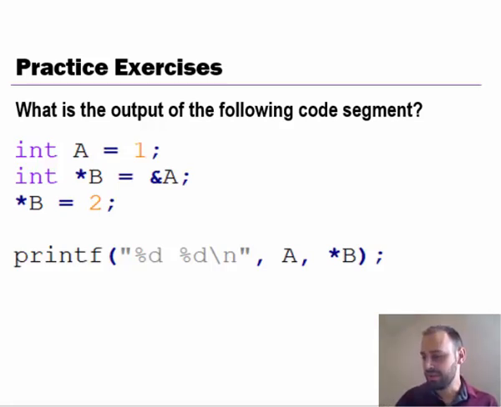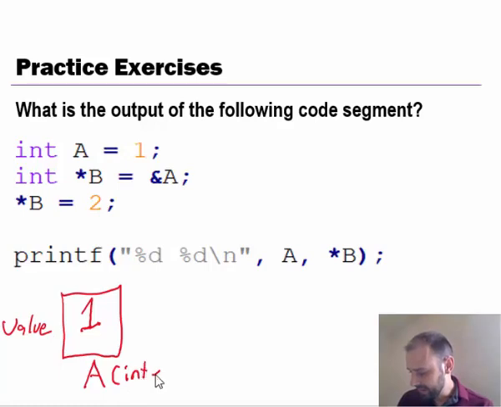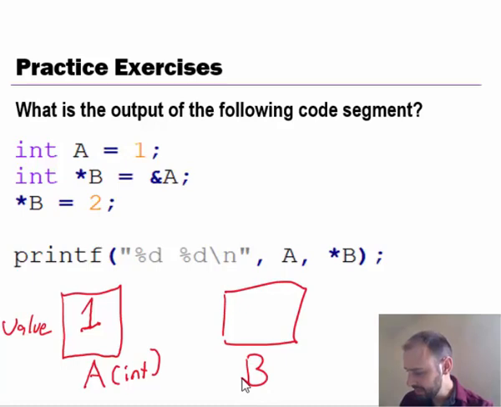So let's go ahead and draw what this looks like. If you understand how I'm drawing the picture, it becomes trivial to answer the question. We've got two variables here. We have variable A with value 1, and the type of that variable A is an integer. And then we have another variable B, which is an integer pointer.